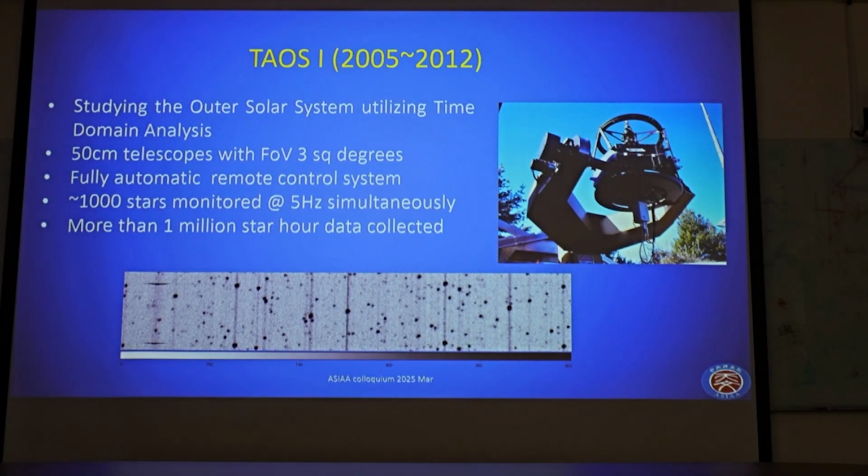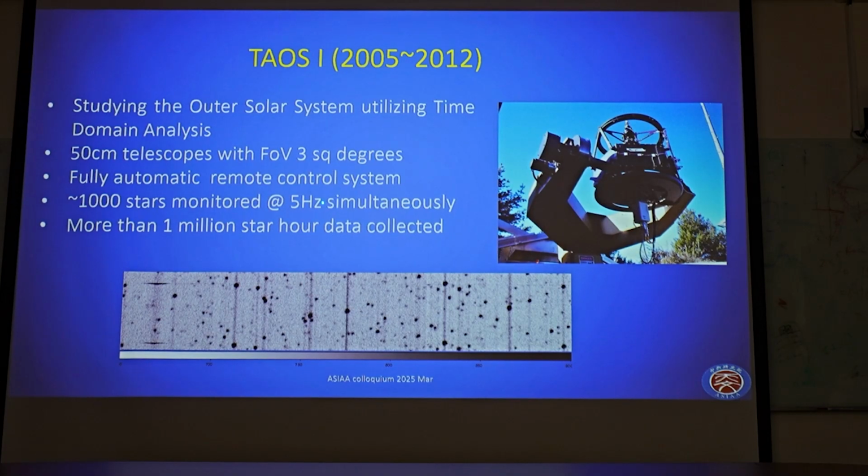So a little bit of history: we actually ran TAOS I based on the same idea from 2005 to 2012. We ran four 50-centimeter telescopes. At that time, we monitored about 1,000 stars at 5 Hertz simultaneously, so we collected more than 1 million star hours of data. And back then we used what we call a zipper mode operation. So we basically squeeze or stack the whole full frame image into a stripe.